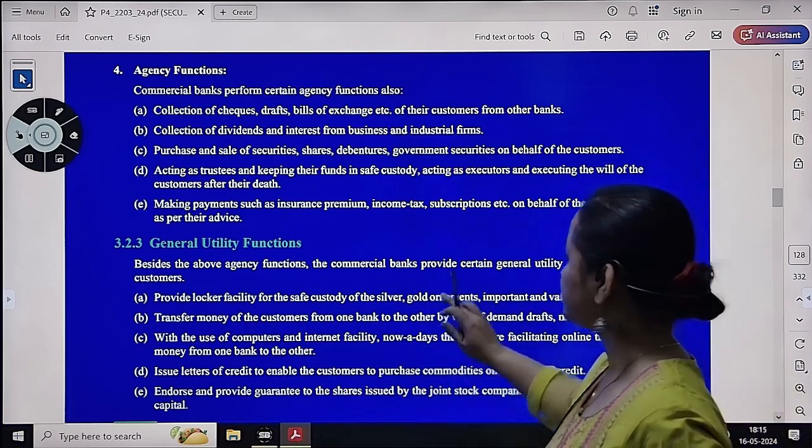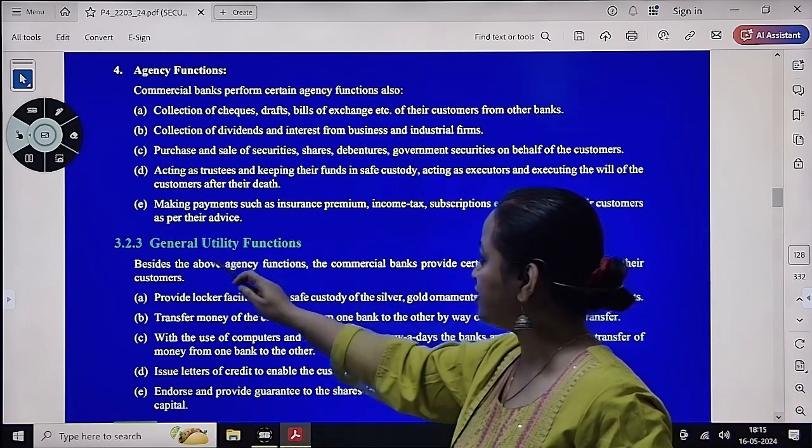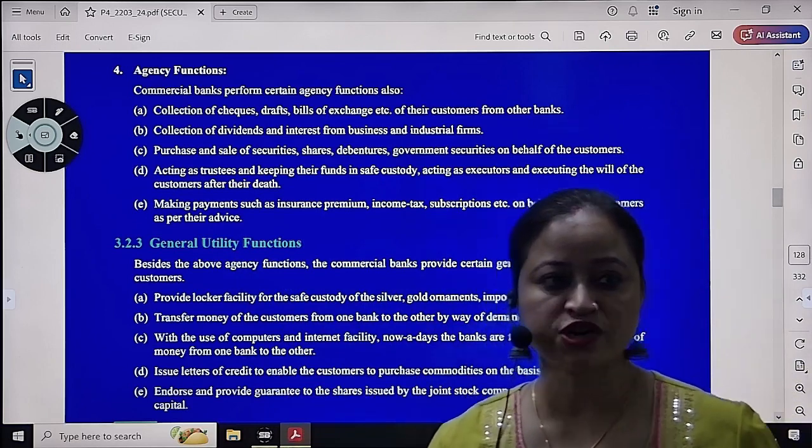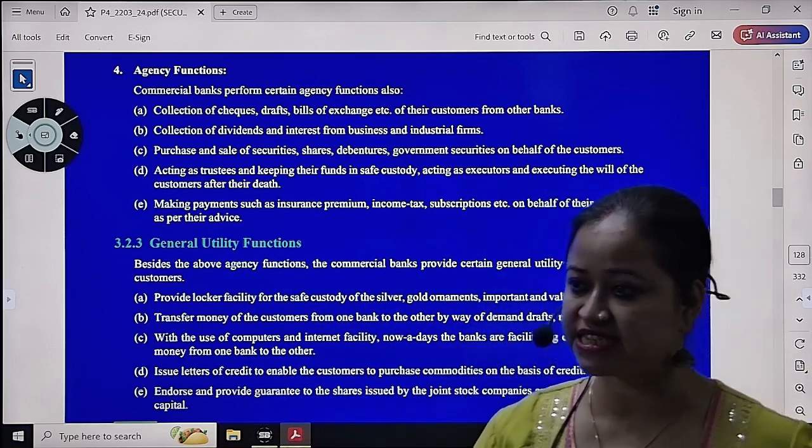Fine. Now the next one is general utility functions. So other than the primary functions, what are the primary functions that we have discussed?